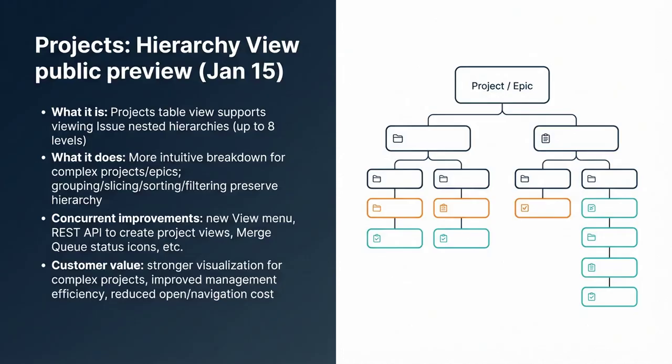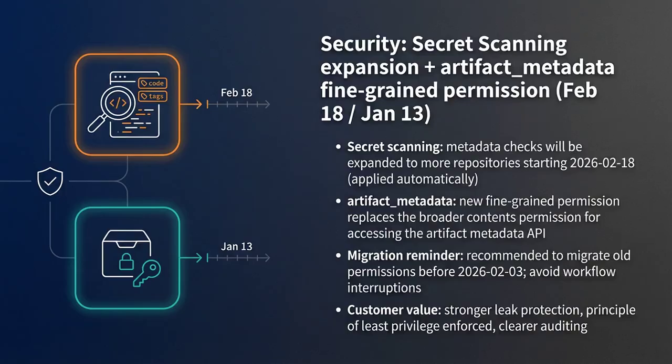Next, I will cover security and permission changes. Security updates include secret scanning expansion and a new artifact metadata permission. Secret scanning metadata checks will expand to more repositories starting February 18th, 2026, and will apply automatically. A fine-grained artifact metadata permission replaces the broader contents permission for artifact metadata APIs. Migrate old permissions before February 3rd, 2026. To avoid workflow interruptions, please have security and platform owners start validation within 2 weeks.